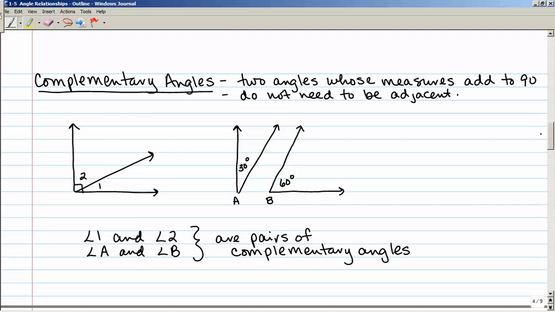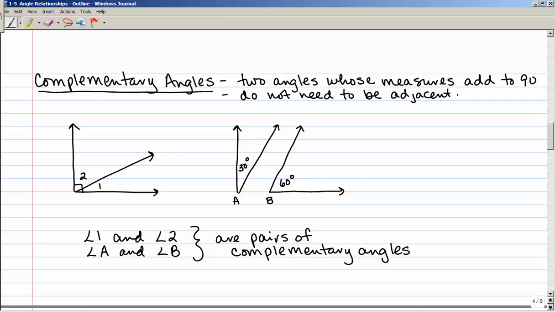Complementary angles are two angles whose measures add up to 90, and they do not need to be adjacent. So look at this first diagram here. The large angle here is a right angle, and I know that because of this little box in the corner. And angles 1 and 2 make up that right angle. So angles 1 and 2 are a pair of complementary angles.